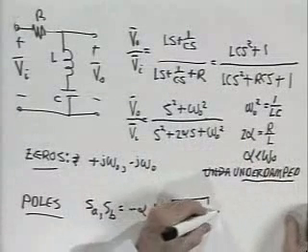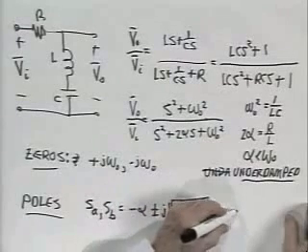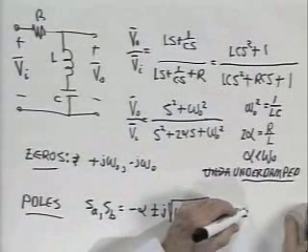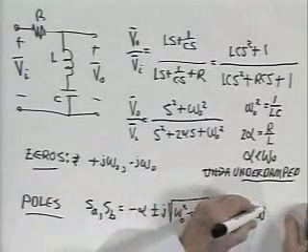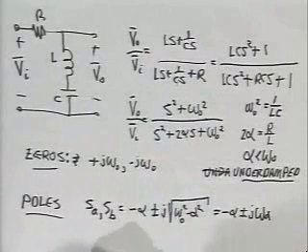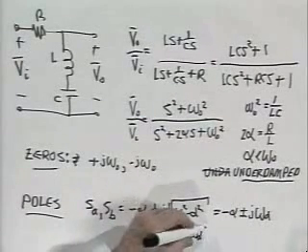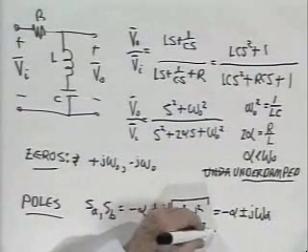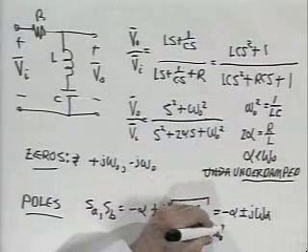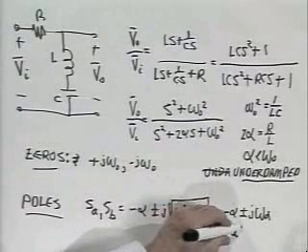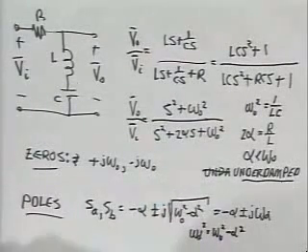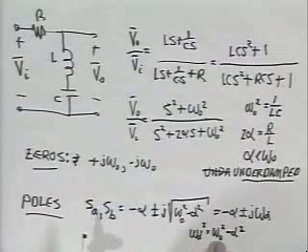setting it equal to 0 and finding out what the roots are. Or I could write it as minus alpha plus or minus j omega d, where omega d is the damped natural frequency. Omega d squared equals omega naught squared minus alpha squared. The smaller alpha is, the closer omega d is to omega naught.